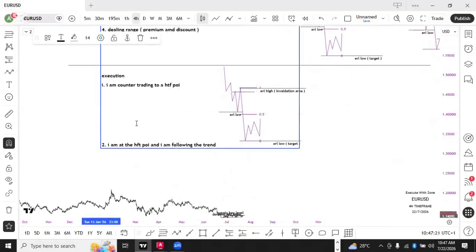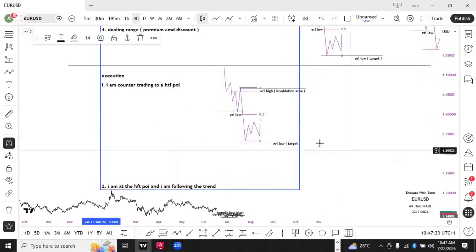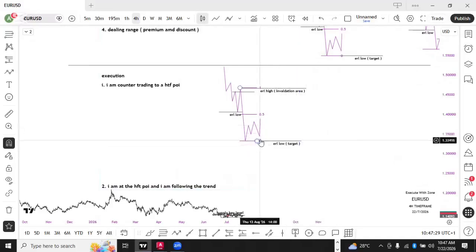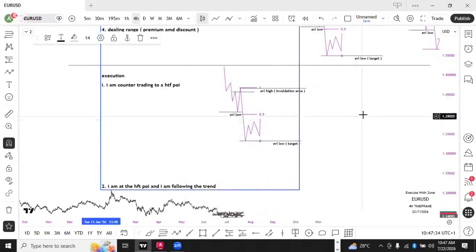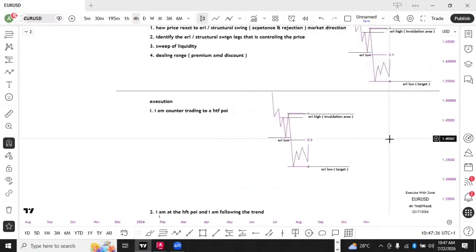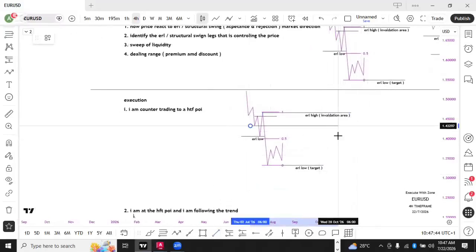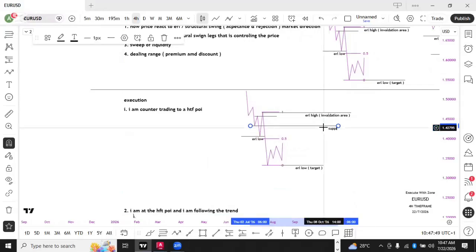I just want you guys to pay a lot more attention to this, because this is one thing you won't find outside, I'm very sincere. So now you want to know, am I counter trading? Let's say we have a higher time frame supply key level here.